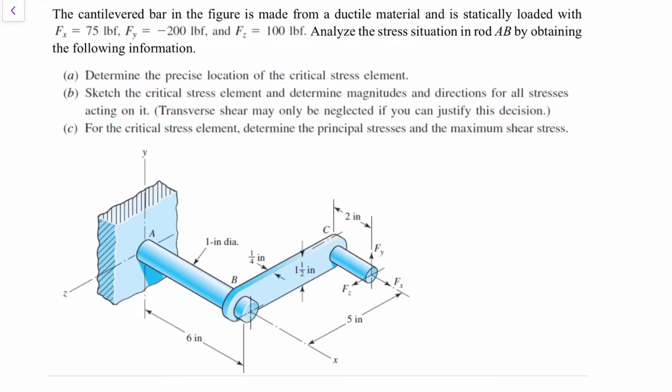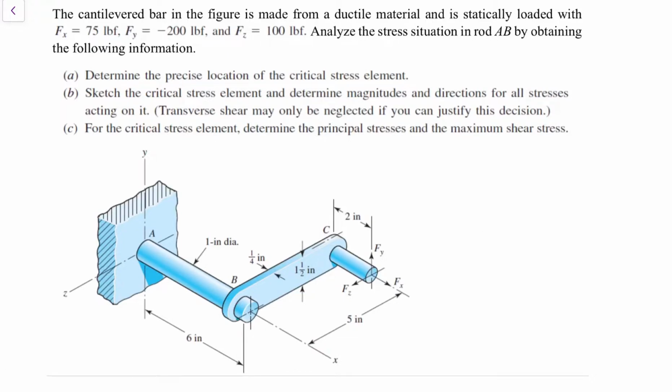So we're interested in the stress state of rod AB, and the idea is to isolate the different types of stresses that occur and understand the magnitudes of these, noting which is negligible in comparison to the others, and then develop the stress state of the most critical point on that rod, and understand what the principal stresses and maximum shear stress are using the Mohr circle.